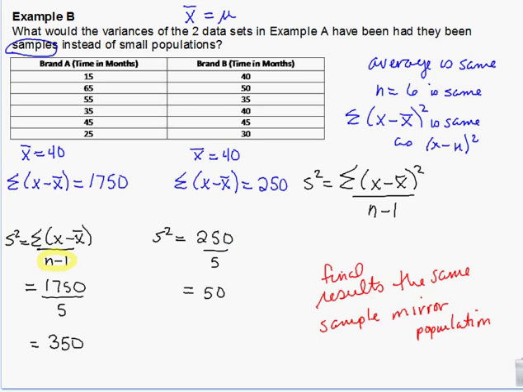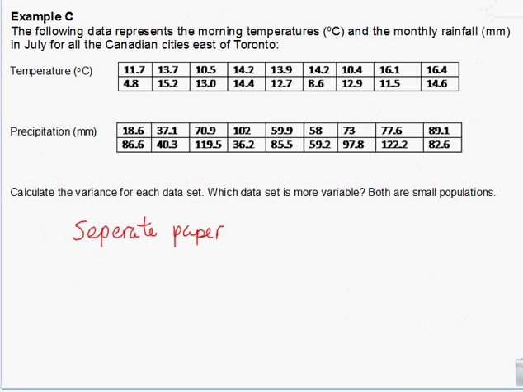Okay, so we're going to do this on a separate paper, because of the fact that it's just so much data. And what we want to do is go ahead and grab that table I passed out. Okay. And we have all of these are temperatures in Canadian cities east of Toronto in July in Celsius, not Fahrenheit. And then all of this is rain in millimeters. Okay, we're going to see which is more variable, temperature or rain.